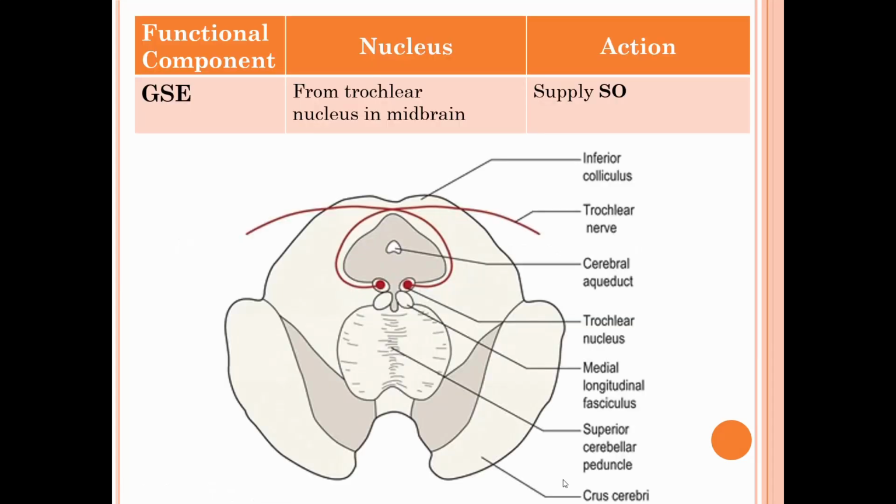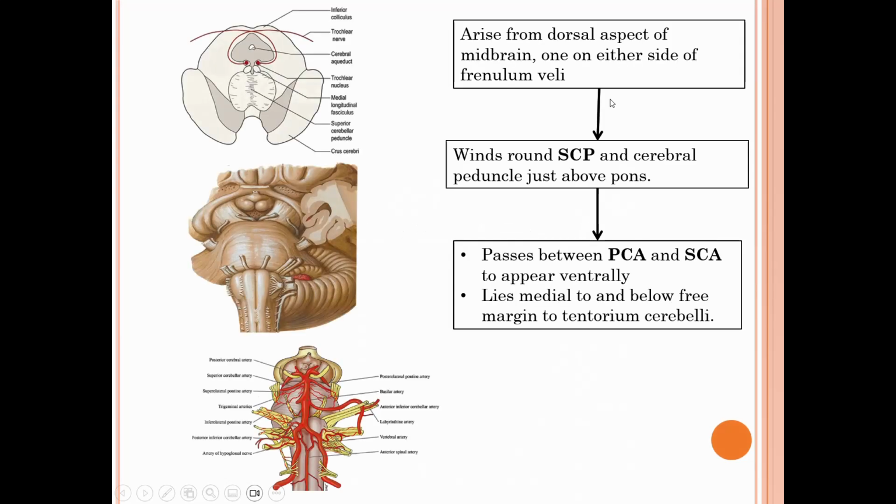Functional component and nuclei: it has only one functional component, that is general somatic efferent, from the trochlear nucleus in the midbrain, and it supplies the superior oblique muscle. The course and relation: it arises from the dorsal aspect of the midbrain on either side of the frenulum veli. It winds around the superior cerebellar peduncle and cerebral peduncle just above the pons. You can see here the cerebral peduncle, and this is the trochlear nerve. It also passes between the posterior cerebral artery and superior cerebellar artery, and it lies medial to and below the free margin of the tentorium cerebelli.